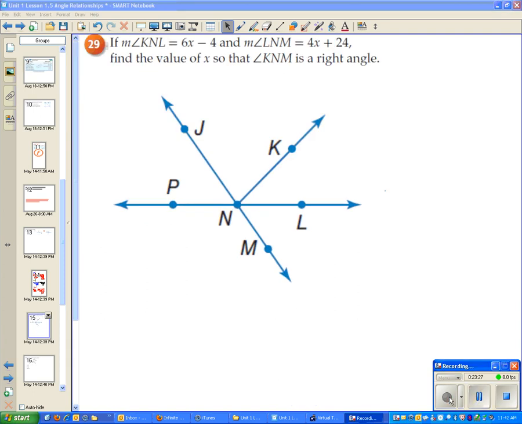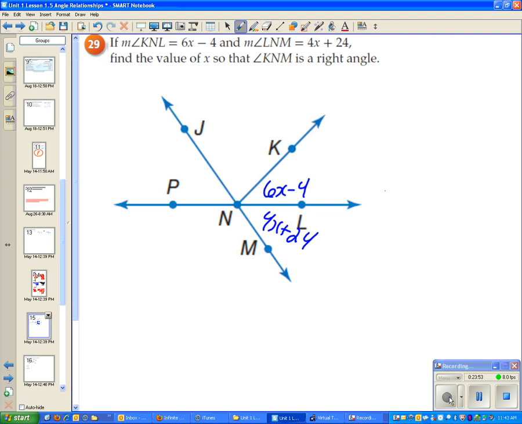Number 29. Let's label. If the measure of angle KNL equals 6x minus 4, so find angle KNL on your figure and label that 6x minus 4. And the measure of angle LNM equals 4x plus 24. So LNM is that adjacent angle right below it, 4x plus 24. Find the value of x so that angle KNM is a right angle.